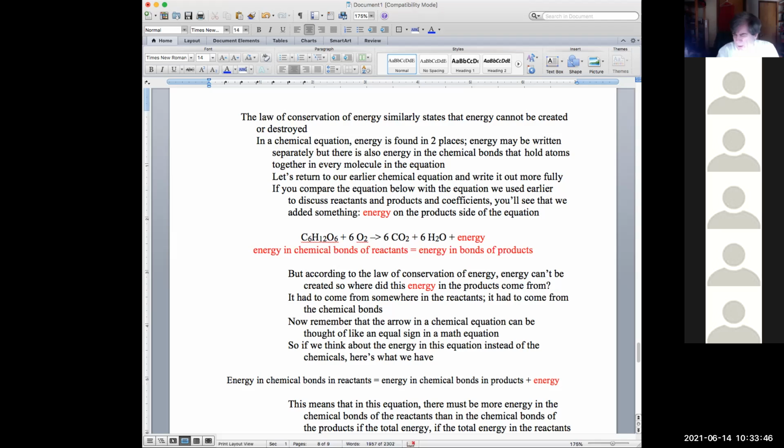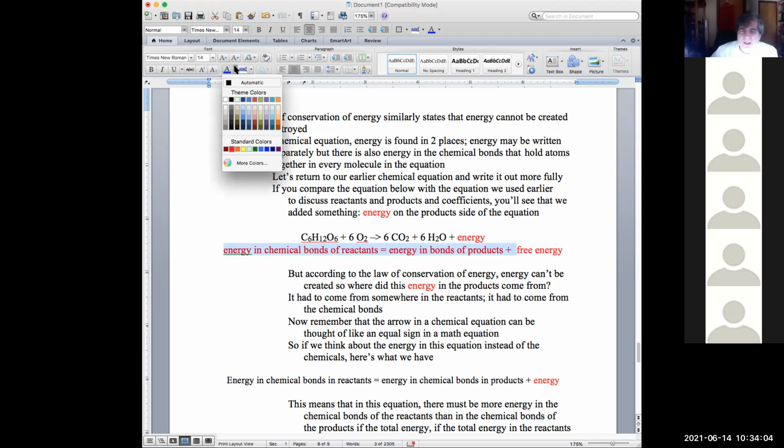Is equal to the energy in the chemical bonds of the products plus this other energy, which we called in chemistry free energy. So notice all this energy that's written in the chemical bonds. This is the energy that holds these carbons and hydrogens and oxygens together, or holds these two oxygens together, or holds this carbon together with these two O's, or these two hydrogens together with this O.